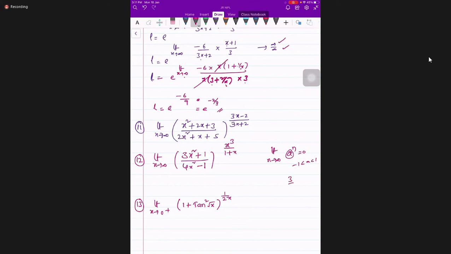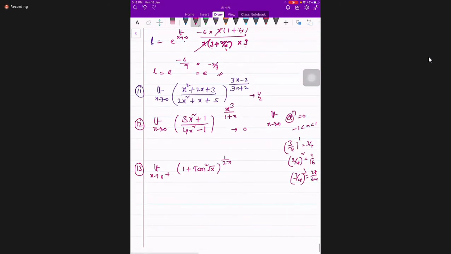Suppose 3 by 4. Once if you take, it is 3 by 4, no problem. But if you take 3 by 4 whole square, it becomes 9 by 16. 3 by 4 whole cube, if you take, it is 27 by 64. Slowly what happens, students? The denominator is rising faster than the numerator. So this value is going to become slowly very small and negligible. So what is the answer to this? 0. To this, what is the answer? 1 by 2.